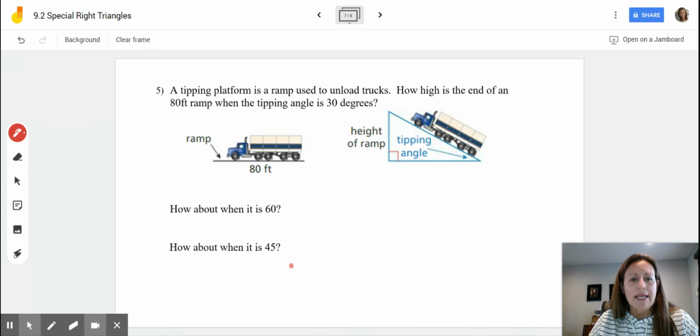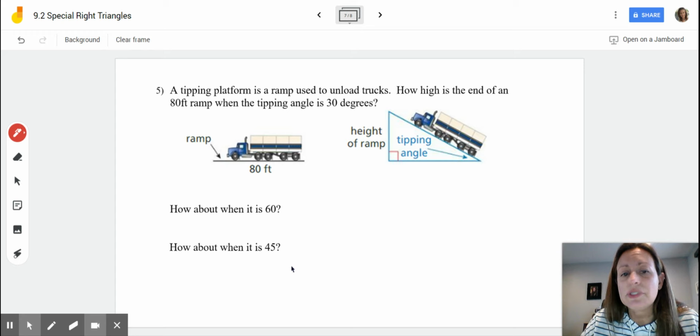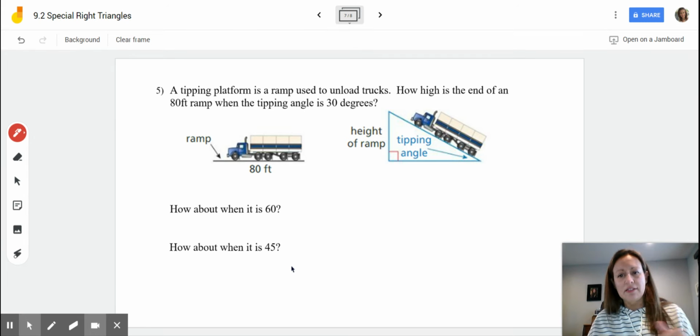All right. The next example shows a ramp that is used to unload trucks. Truck drives onto the ramp. The ramp lifts up at a certain angle to tip the contents to pile out of the truck or fall out of the truck. How high is the end of an 80-foot ramp when the tipping angle is 30 degrees?